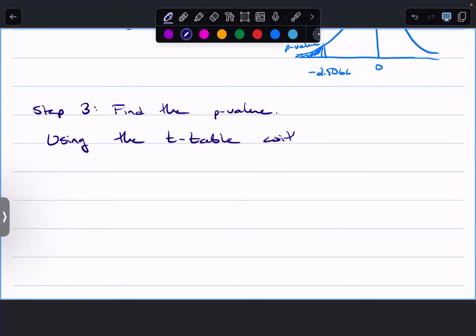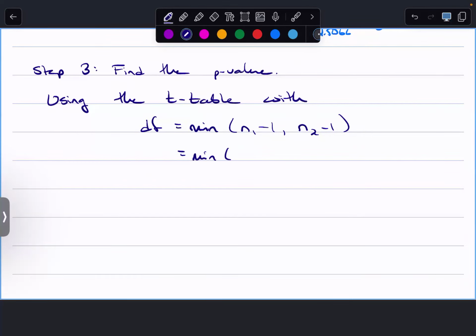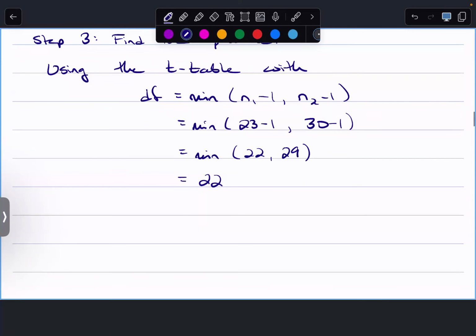So using the t-table with degrees of freedom equal to the minimum of n1 minus 1 or n2 minus 1, which is the minimum of 23 minus 1 or 30 minus 1. The minimum of 22 or 29 is 22. So then I have 22 degrees of freedom.